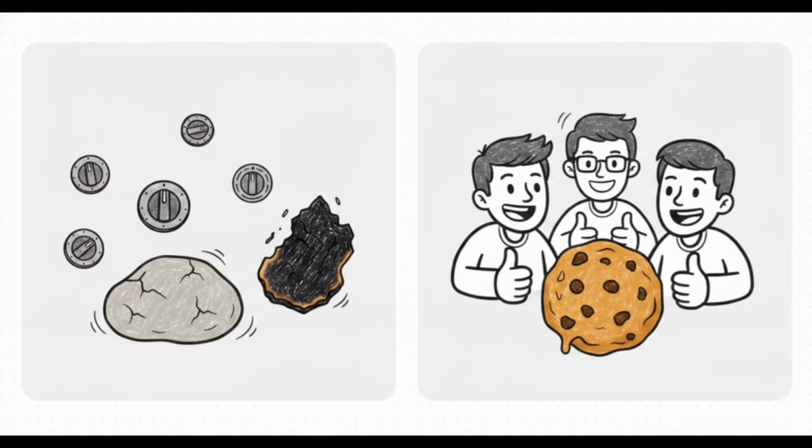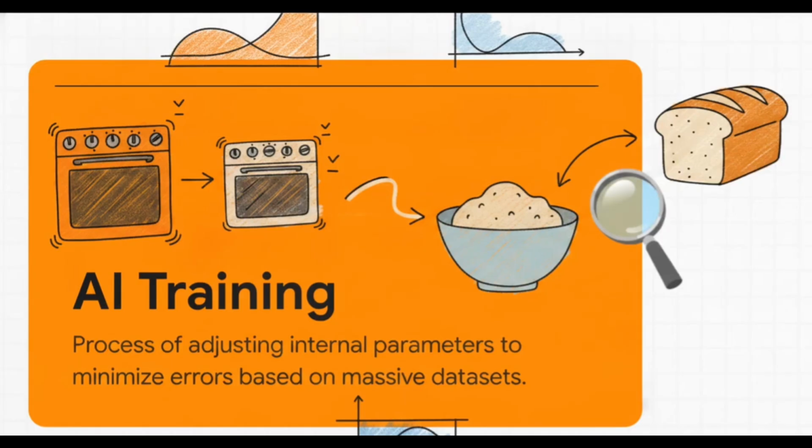Think of an untrained model like having all your baking ingredients and oven dials sitting right in front of you, but absolutely zero recipe. If you just guess randomly, you're going to get raw dough or, worse, charcoal. But training data changes all of that. It acts as vital feedback from thousands of taste testers, telling you what actually works. Basically, AI training is just the foundational process of aligning those randomized oven dials.